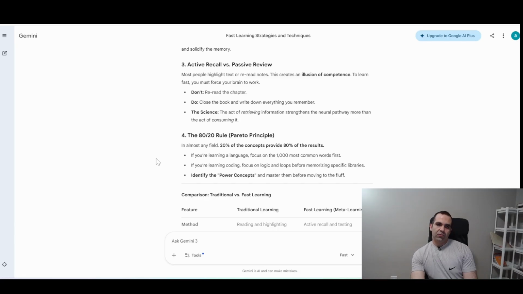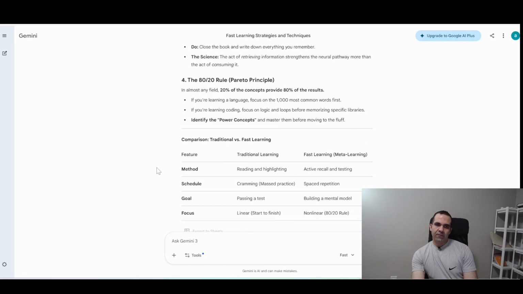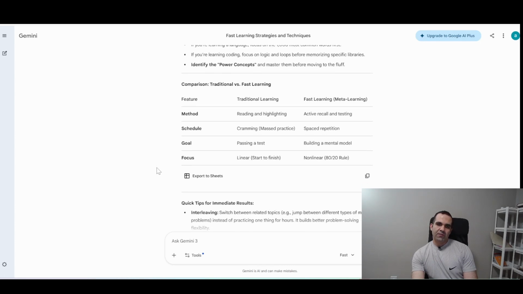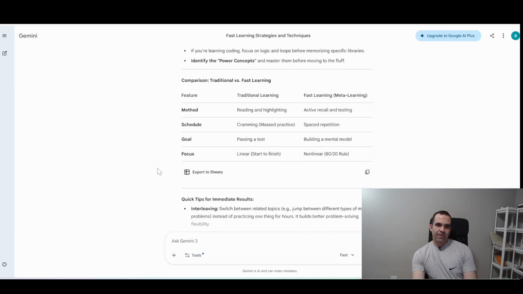The 80-20 rule in almost any field, 20% of the concepts provide 80% of the result. If you are learning a language, focus on the 1000 most common words first. If you are learning coding, focus on logic and loops before memorizing specific libraries. Identify the power concept and master them before moving to the fluff.